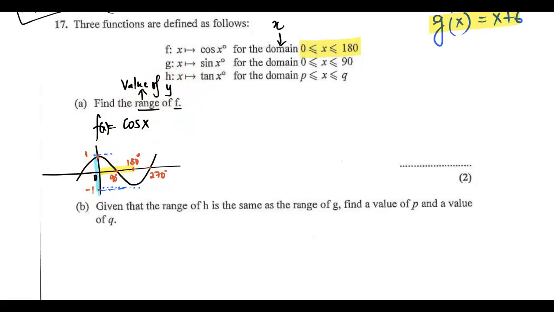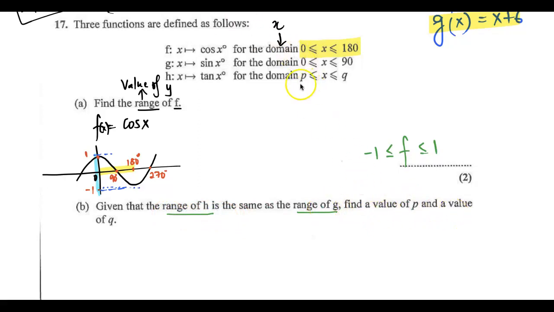So how do we write the answer? The range of f is greater than or equal to -1 and less than or equal to 1. That is the range of f. Now, given that the range of h is the same as the range of g, find the value of p and q.